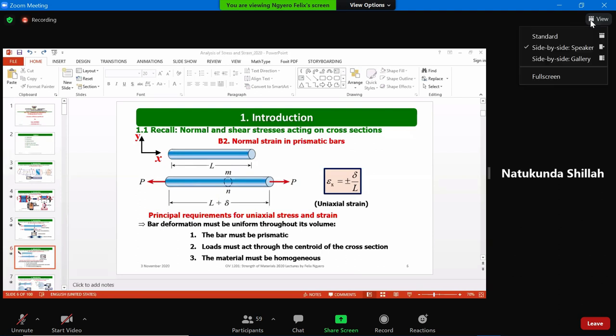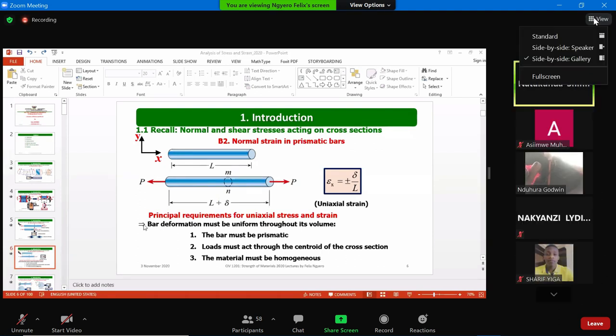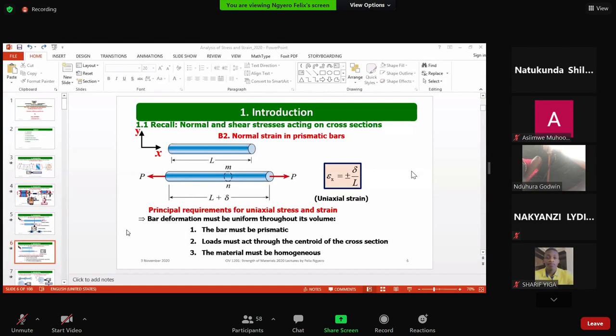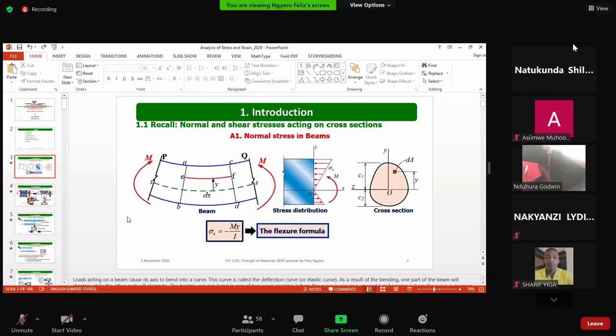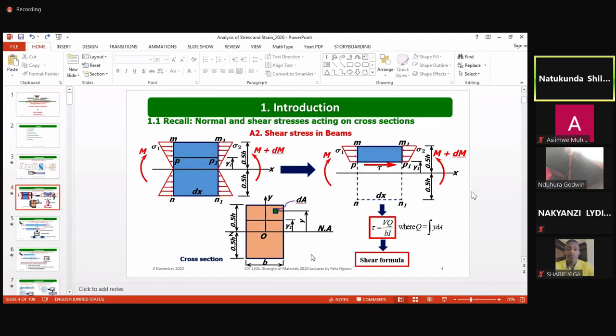Yes, for the part of shear stress, I do not understand what you mean. Part of shear stress. Let me go back. Here. Yes, I do not understand what you meant by above the neutral axis. As in computing, your question, I take it to be computing the value Q, not so? Yes.